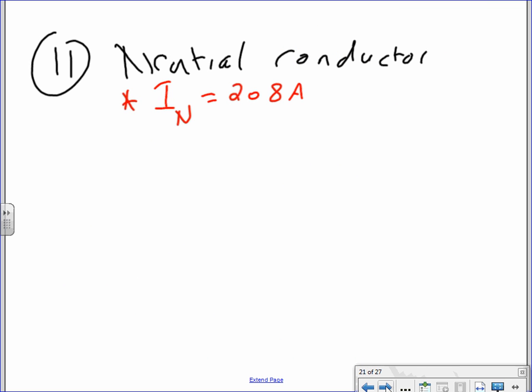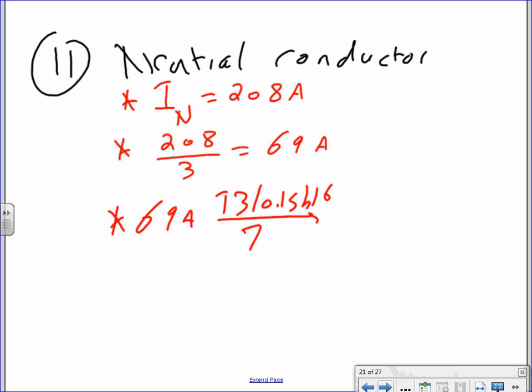Now for a neutral, we could assume it's continuous load or non-continuous load. Typically, this is assumption non-continuous load. So I need to parallel, guys. So here's my neutral load. Then I have 208. I have to parallel 3 sets because I have 3 conductors for phase A and phase B. So I have to have 1 with each one of them. So that will give me 69 amps.